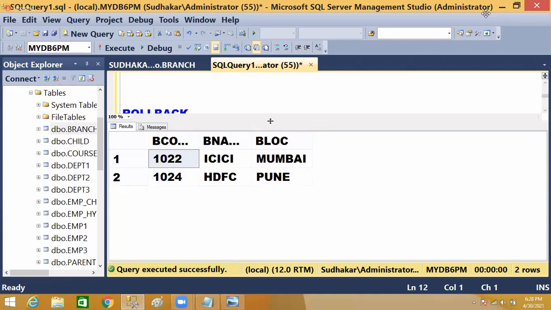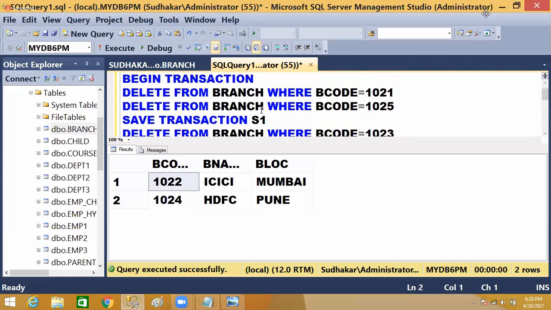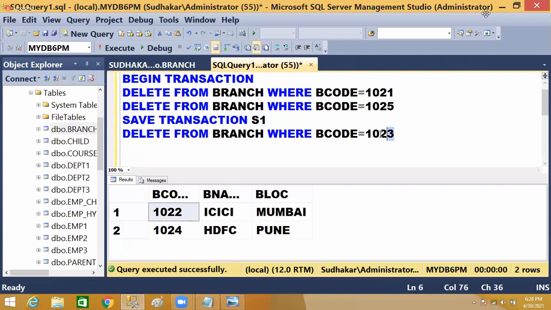And we have it here, 2 records only. Right now, after that, let you see. Now I just go to see. Suppose now I want only the 1023 record. I don't want 21, I don't want 25. Then what do we want to do?